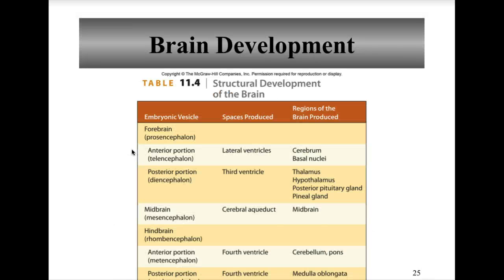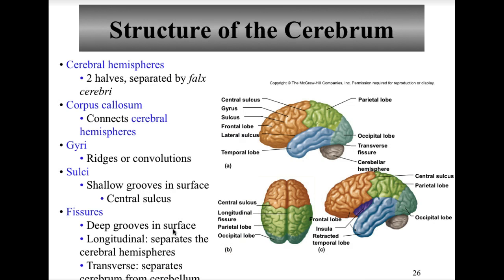So here you can see the structure of brain development. Basically, there you have the forebrain, anterior portion, posterior portion, midbrain, and hindbrain. And here you can see the regions of the brain that are produced embryonically from these vesicles. Structure of the cerebrum. The cerebrum is the largest portion of the brain, which is divided into 2 cerebral hemispheres. The hemispheres are connected by a deep ridge of nerve fibers called the corpus callosum.